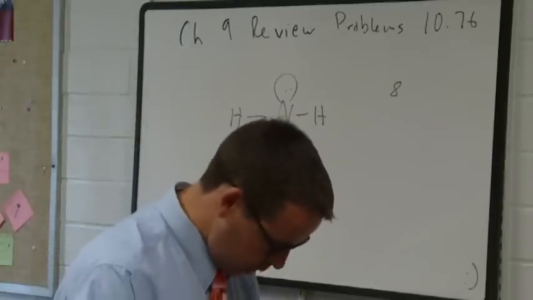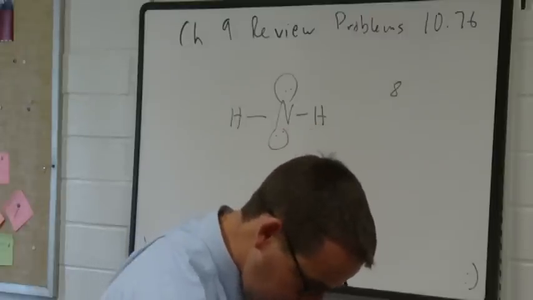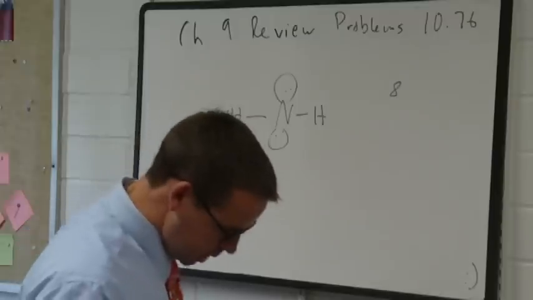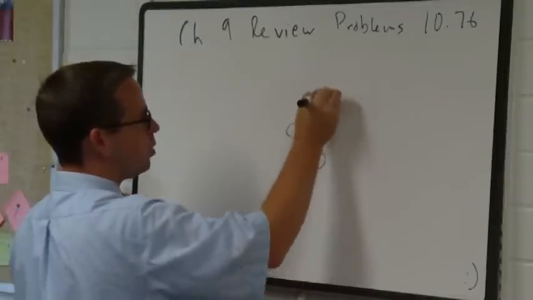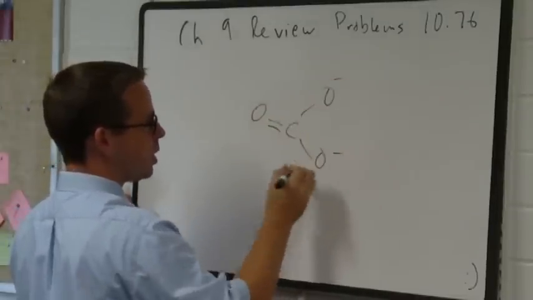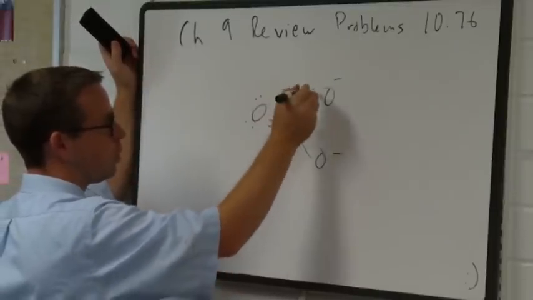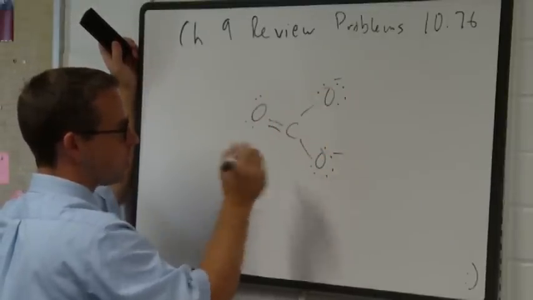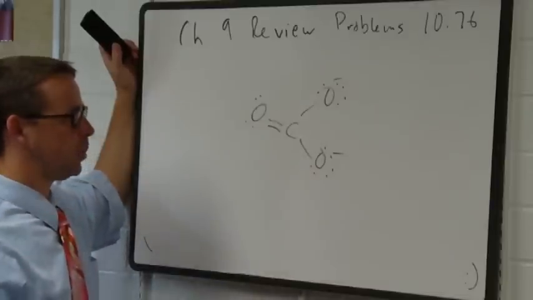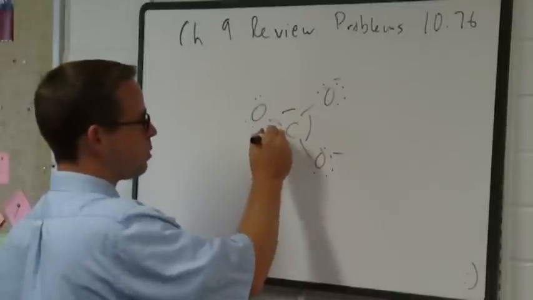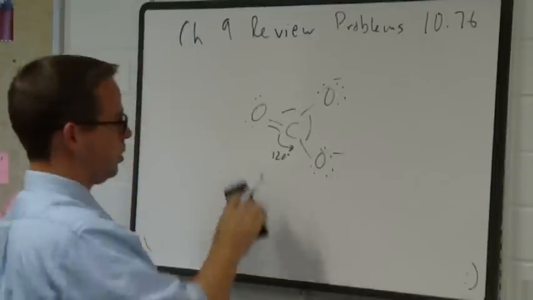1076A, bent. Okay. 1076B, CO32-. So this is what it looks like. There are no more electrons here. For CO32-, we have three regions of electron density. That means all of them are going to be spread out as much as they can. These are going to be 120 degrees. So this is in one plane and it's trigonal planar.